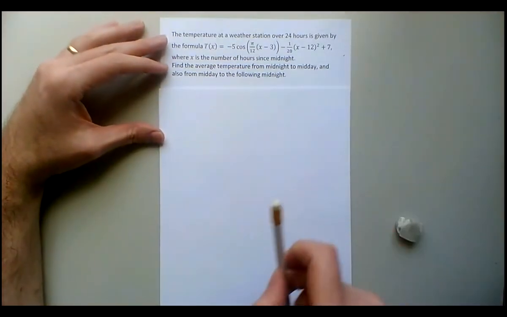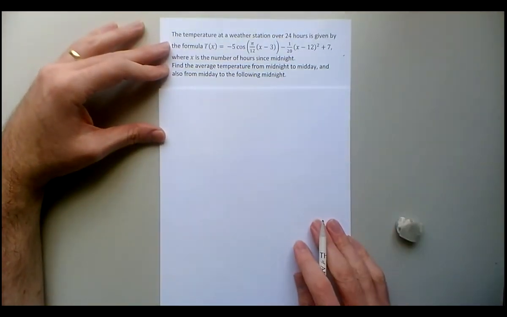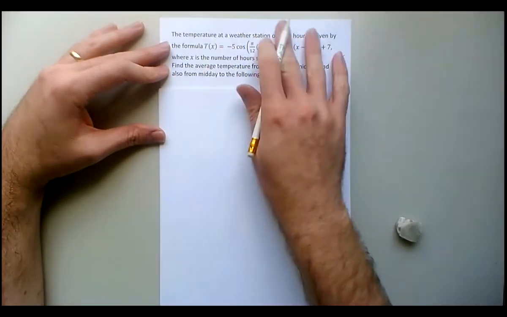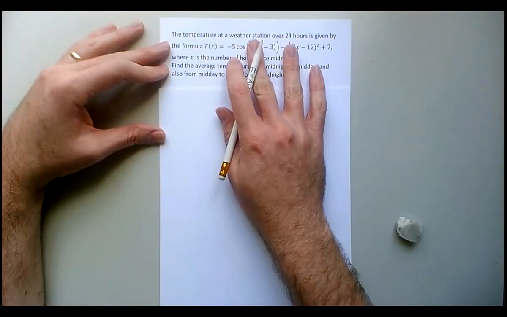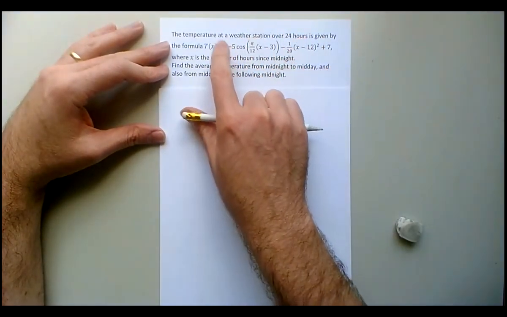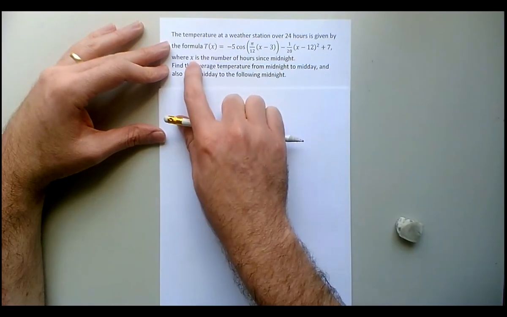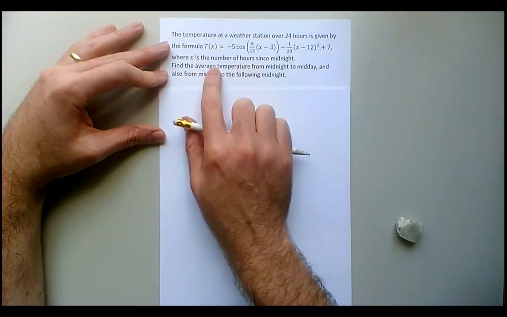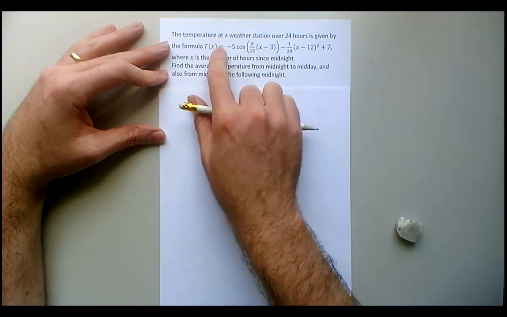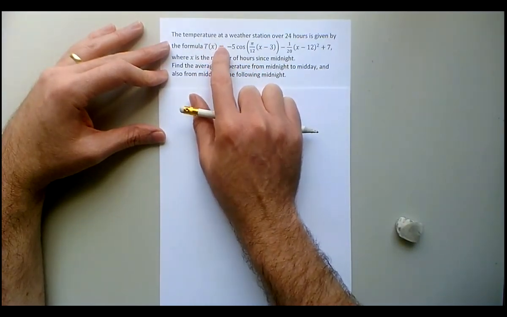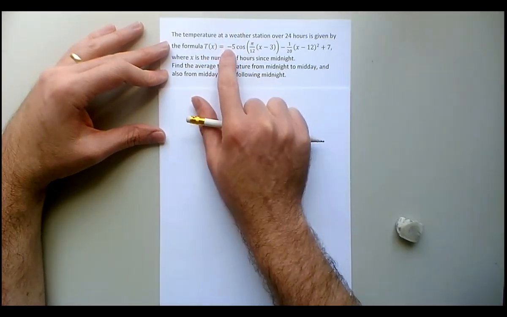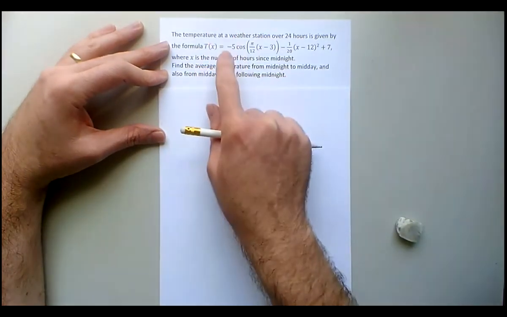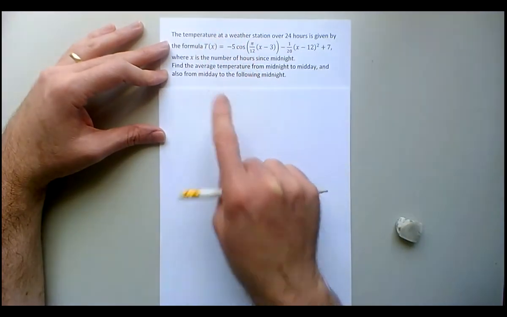Okay. There's a lot going on there. I've got a formula which I'm not going to look too closely at yet that tells me what the temperature is at each moment, and that x is measured in hours, and then I want an average temperature. So I've got a function which is the temperature, so the average temperature would be the average value of that function. An average value is an integral divided by the width.